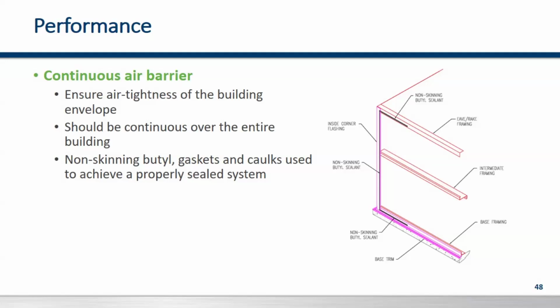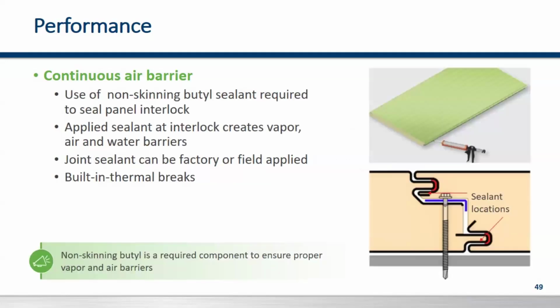A lot of questions I get: is that an area of compromise? A lot of times sealants can break down over time. Well, non-skinning butyl never fully sets, cures, or fully dries. And like all sealants, UV can affect it. Well, with insulated metal panels, all the sealants that are used are not exposed to UV. It's all concealed between the frame of the building and the panel, and also in the panel interlock. With insulated metal panels, there should never be any exposed sealants when it comes to the vapor and air barrier. All of those are designed to be concealed within the panel or within the frame of the building.